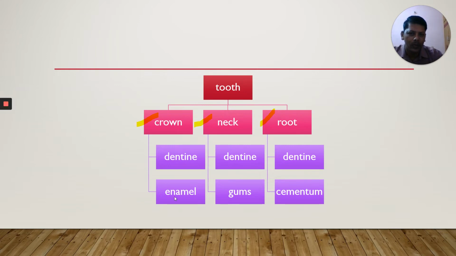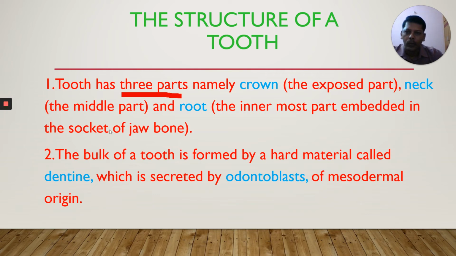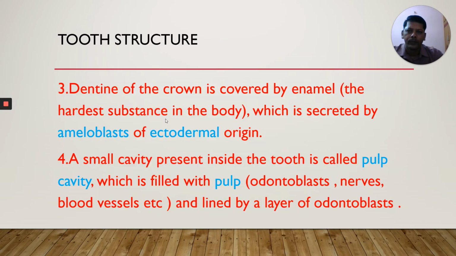Dentin of the crown is covered by enamel, which is secreted by ameloblasts, which are ectodermal in origin.